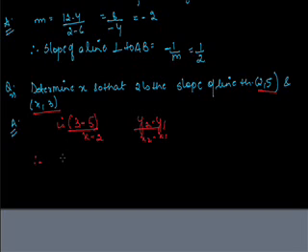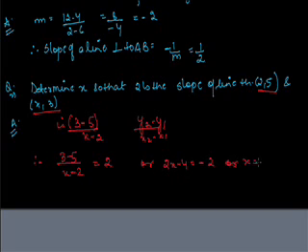Therefore, as it is given in the question, by hypothesis I can say that (3 minus (-5)) upon (x minus 2) is equal to 2, or 2x minus 4 is equal to 8, or x is equal to 6.